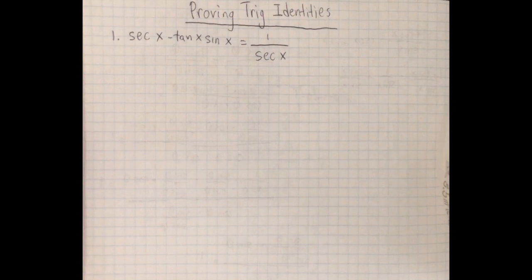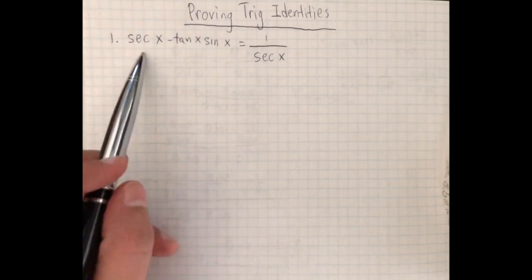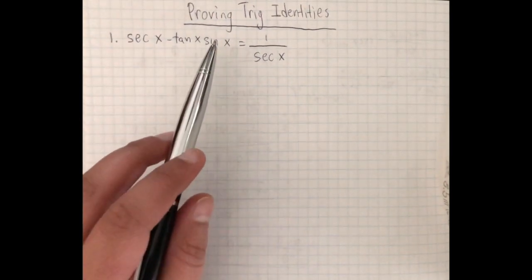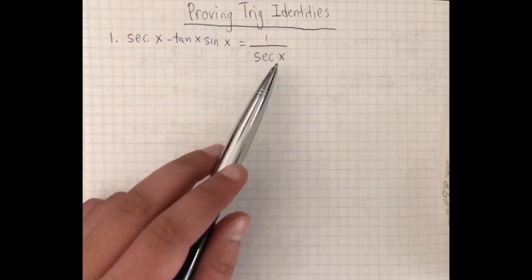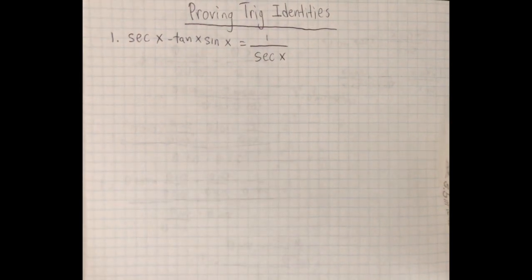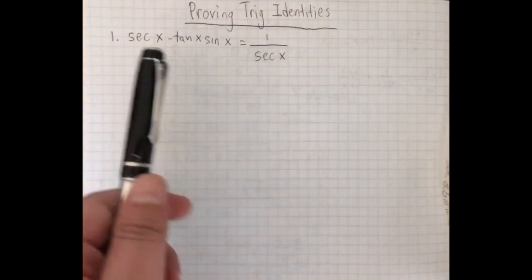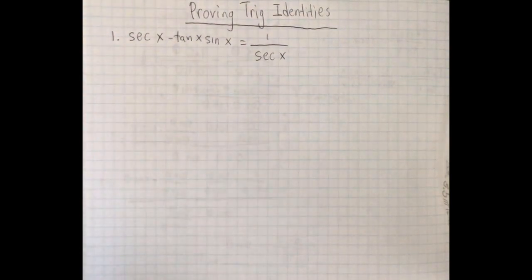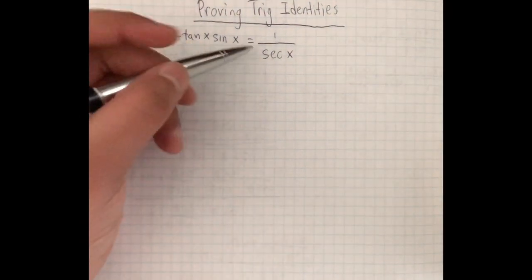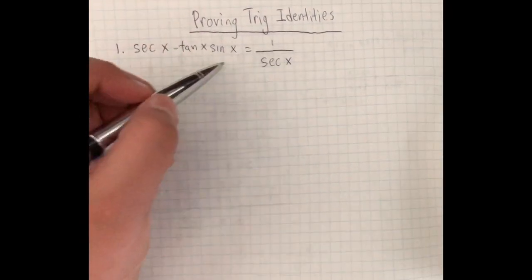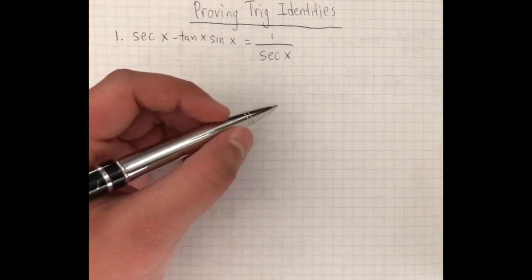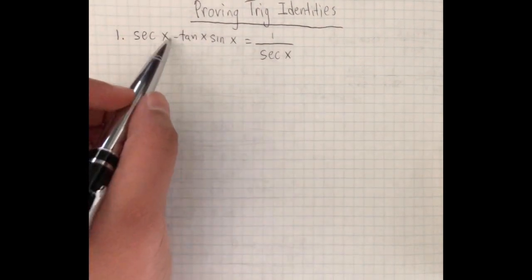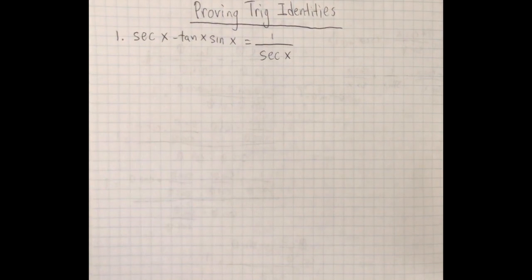The first question we have is to prove secant x minus tan x sine x is equal to 1 divided by secant x. Okay, so to start off, we always want to start solving on the harder side because that'll give us more identity to use. In our case, we would always want to keep the 1 divided by secant x part the same. So then we're going to prove the identities on this side.